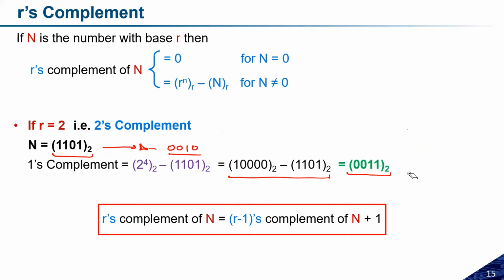So this is what we understand: if somehow we are able to calculate the r minus 1's complement, then we can calculate the r's complement as well by just adding 1 to that number. You can consider any example in the decimal number system, the octal number system or the hexadecimal number system, and try to calculate the r minus 1's and r's complement. This is the homework for you. Just consider any number and try to calculate all those things. How will we do the subtraction part?